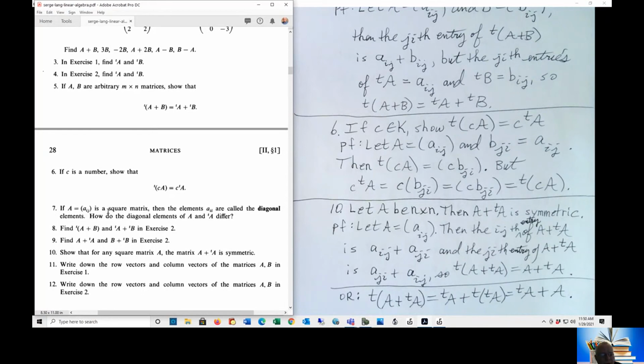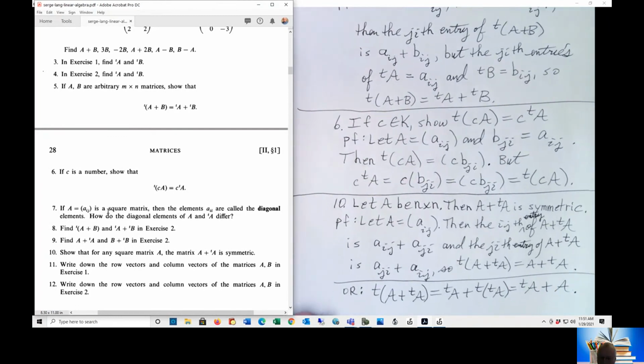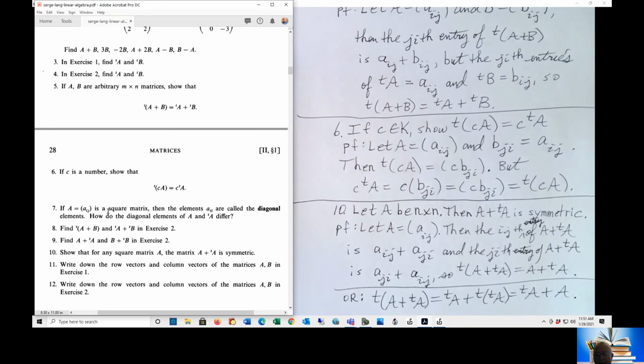So on number 10 here, we have a square matrix, n by n. It doesn't matter whether A is symmetric or not. We know that A plus the transpose of A is symmetric. Now first we see a longer way to look at it with entries, and then at the bottom of the page I do a short one-line way to look at it.